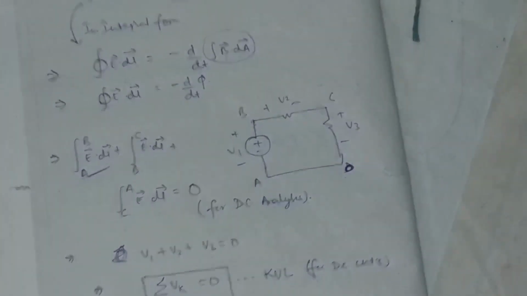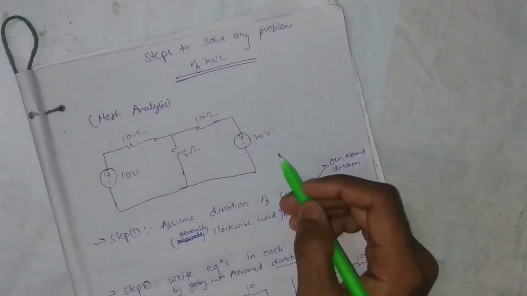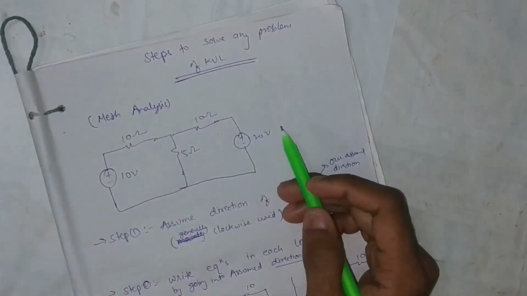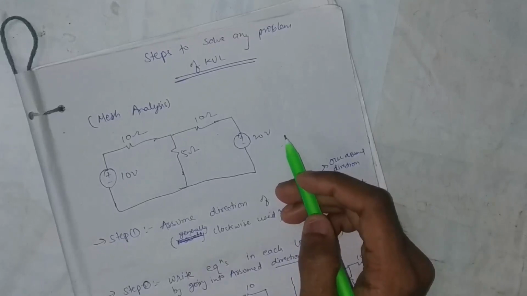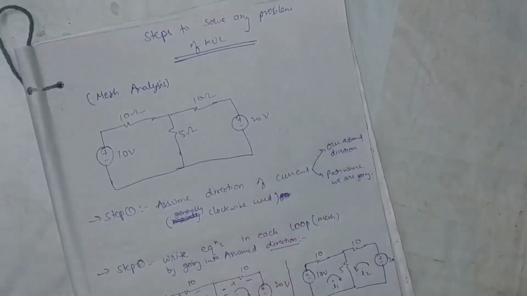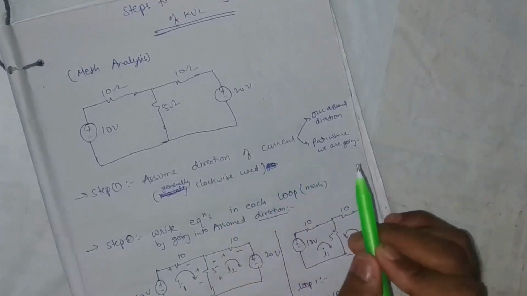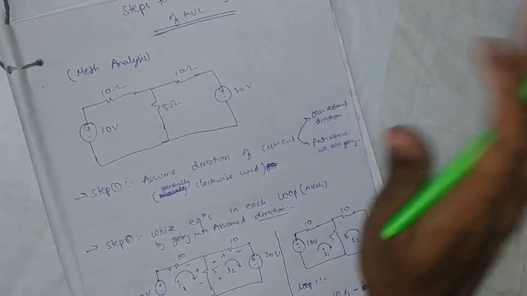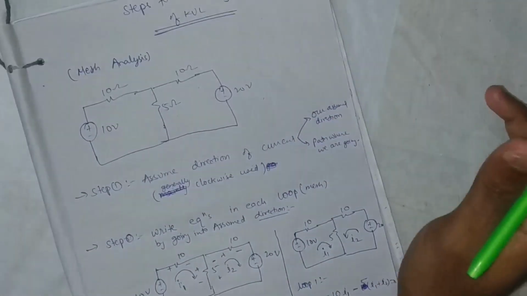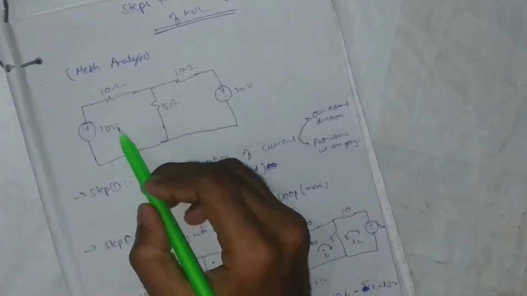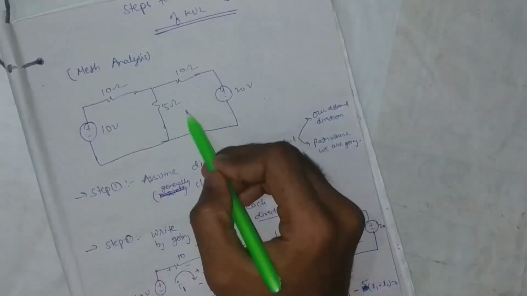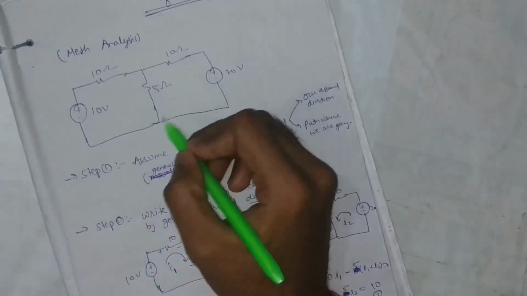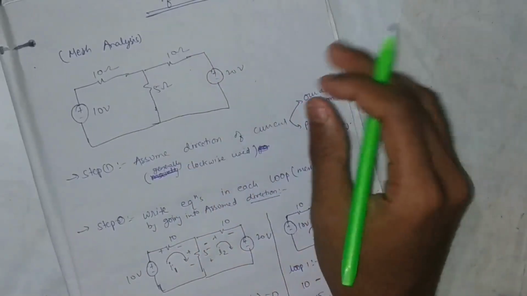Okay, now we can see the steps to solve any problem related to KVL. It is basically known as mesh analysis. There are certain steps we just follow and we can get the answer. The first step is to assume the direction of current. If any circuit is given, you just assume the direction as you like. You can take any direction in any loop, clockwise or anti-clockwise. In most books they take clockwise direction in all loops, but you can take any direction.